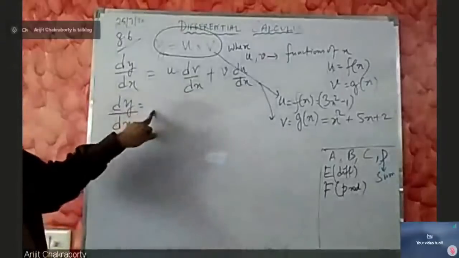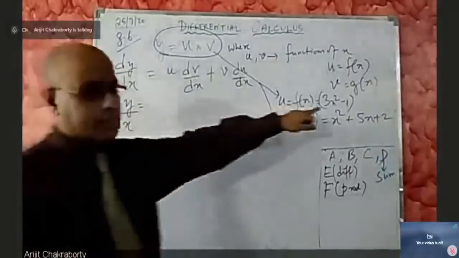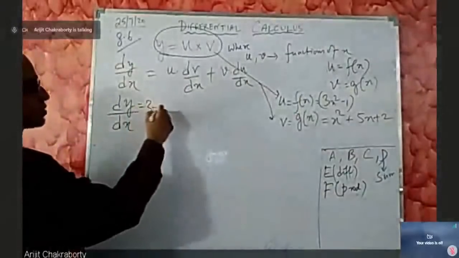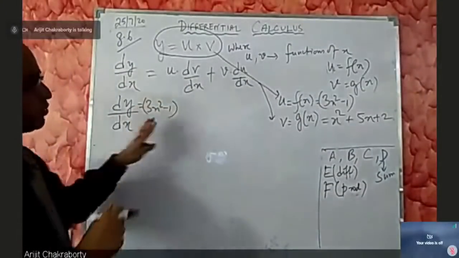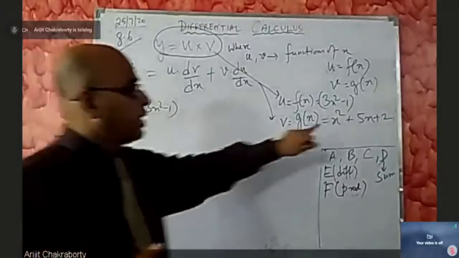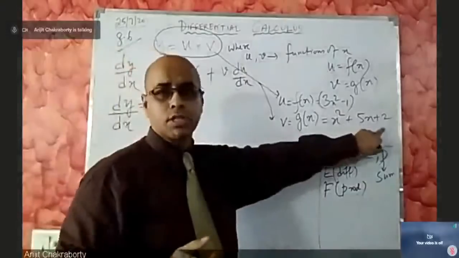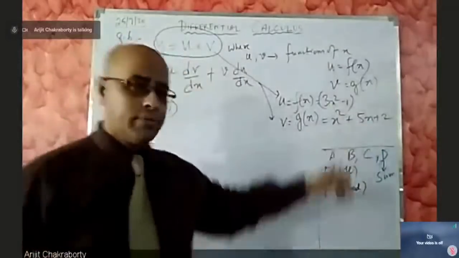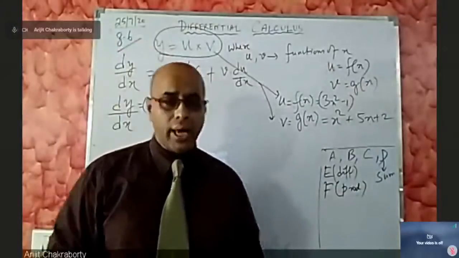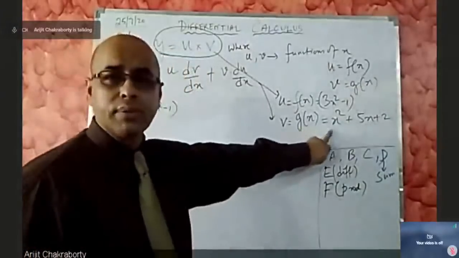I will keep u, which is 3x squared minus 1, outside. So 3x squared minus 1, I am not touching this, I am keeping it outside. First, I will differentiate x squared plus 5x plus 2. I am going to find the derivative of x squared plus 5x plus 2.